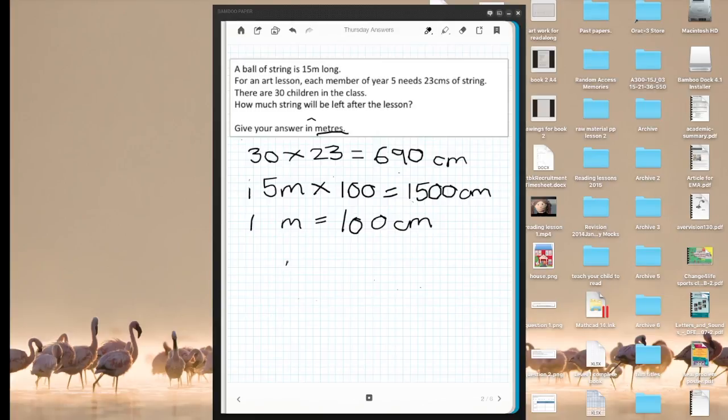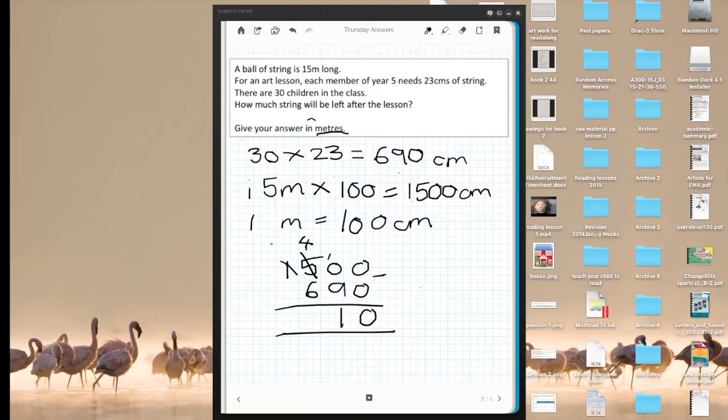Now I can work out how much is left. So I started with 1500. I've used 690. So I'm going to take it away. Nothing take away nothing is nothing. Ten take away 9 is 1. 14 take away 6 is 8. And nothing take away nothing is nothing. So I have 810 centimetres left.